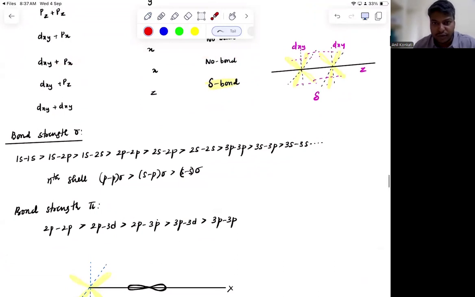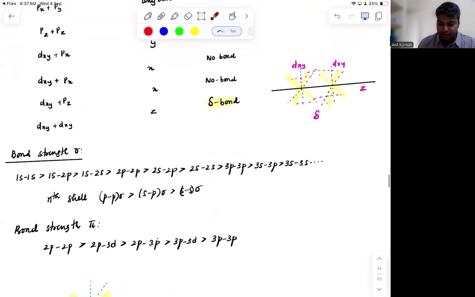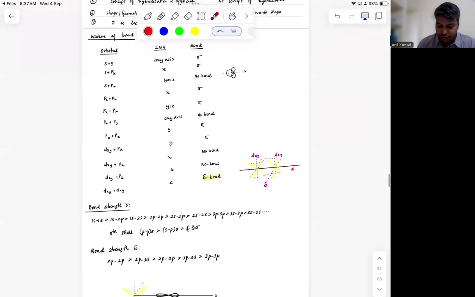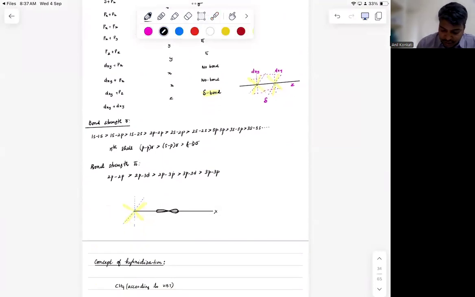Can you send a photo of this page in the group? Okay, sure, I'll send you the image in the group, so just please check it out once. This is dxy and this is px.